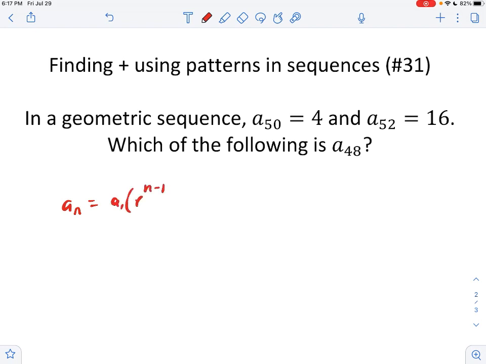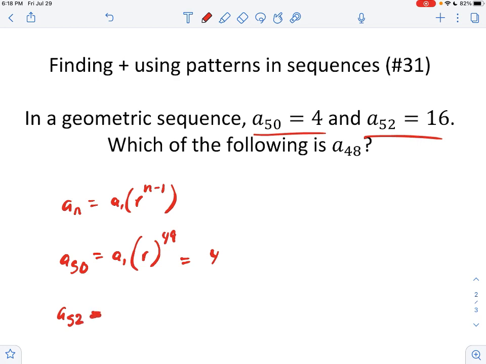R to the n minus 1. It says A50 is this and A52 is that. So how do we get A48? Here's the basic way to do it. So first create 2 equations, one for each of these data points. So A50 is going to equal A1 times R, which I don't know, to the n minus 1. N is going to be 50, so n minus 1 is 49. Okay, and this is equal to 4.